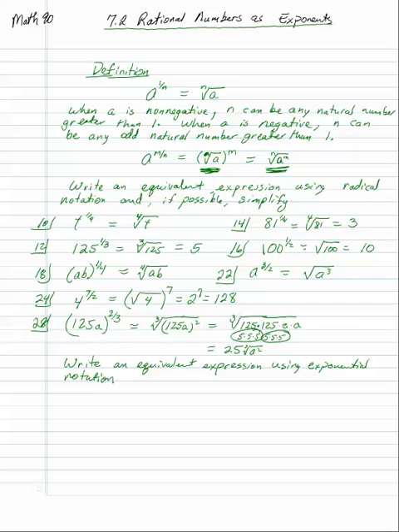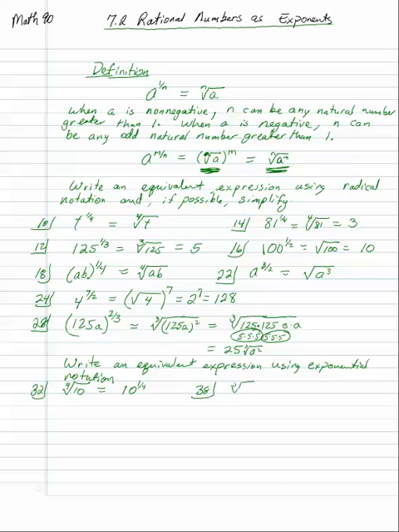Let's go the other direction. We're going to write an equivalent expression using exponential notation. So the big thing to remember is that the index is the denominator for the rational exponent. So 4th root of 10 is the same thing as 10 to the 1/4. Number 38.